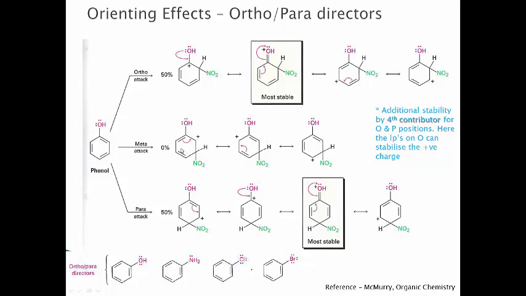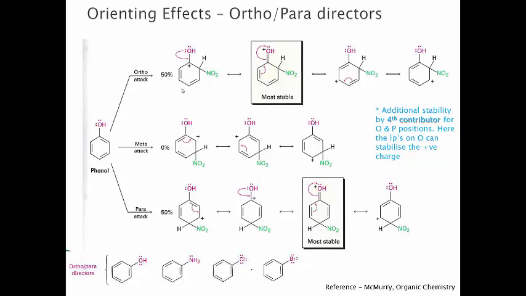If we have meta attack, the intermediates that are formed are not as stable. Okay, so for this one we've got 1, 2, 3, 4 possibilities. This one we've got 1, 2, 3. Para we've got 1, 2, 3, 4. So ortho and para would be the majority of your product because they're more stable intermediates, because there are more resonance structures.